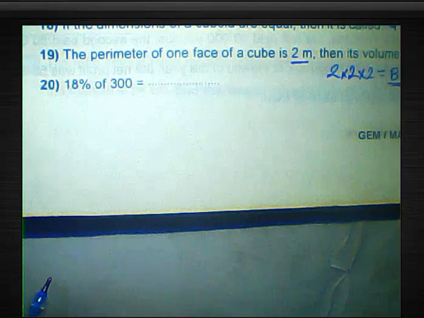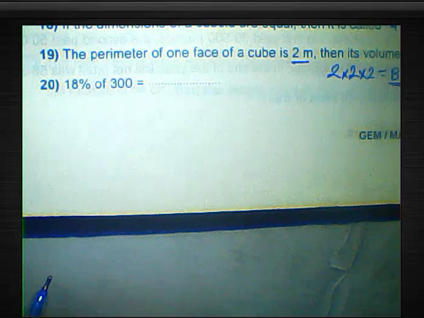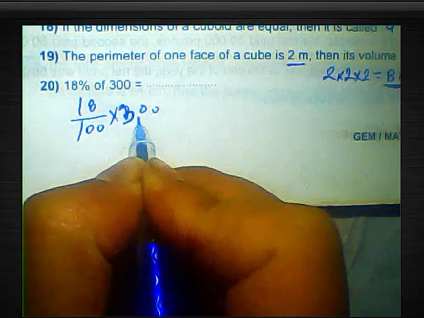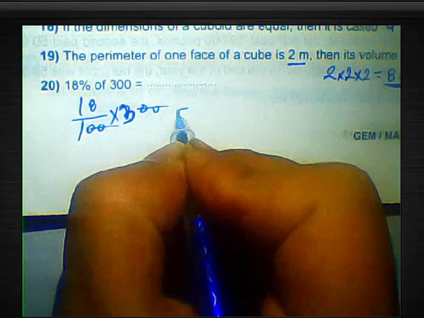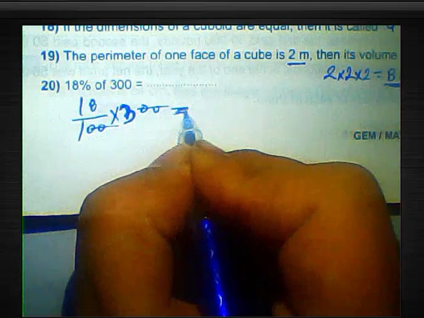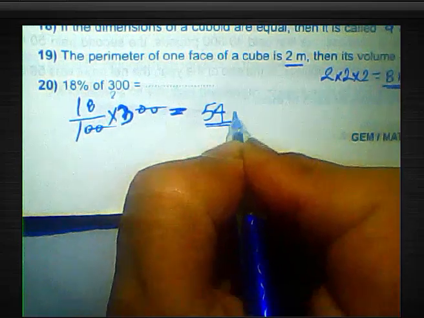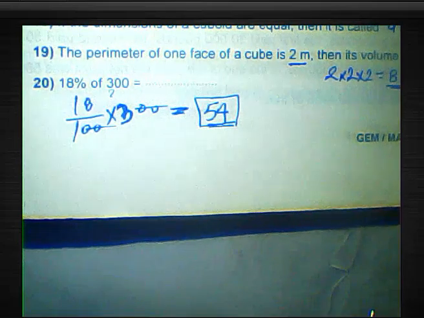Question 20. 18% of 300, it will be 18 over 100 multiply 300. We can cancel double zero by double zero, and 3 times 18, 3 times 8 equals 24. Write 4 and carry 2. 1 times 3 equals 3 plus 2 equals 5. The result will be 45.